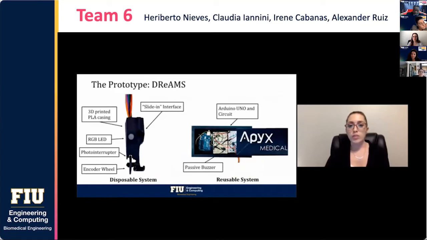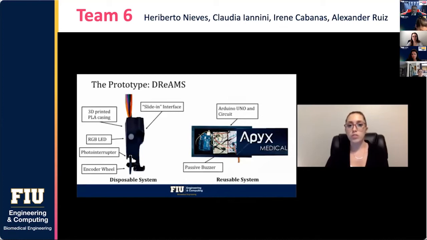The Dreams was divided into two systems, a disposable one, the standoff, and a reusable one, the electrical component box, both of which have a 3D printed exterior casing. This was designed in order to reduce the size of the disposable attachment, which now only contains an RGB LED and a photo interrupter. It uses a 3D printed wheel to measure the speed of the device moved across the skin. All other electrical components, including the microcontroller and the passive buzzer, are inside the reusable system.